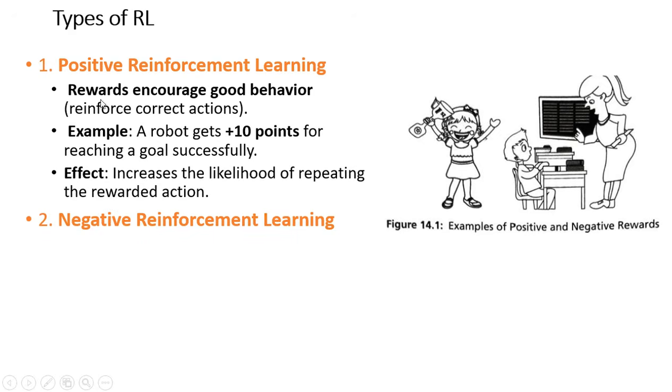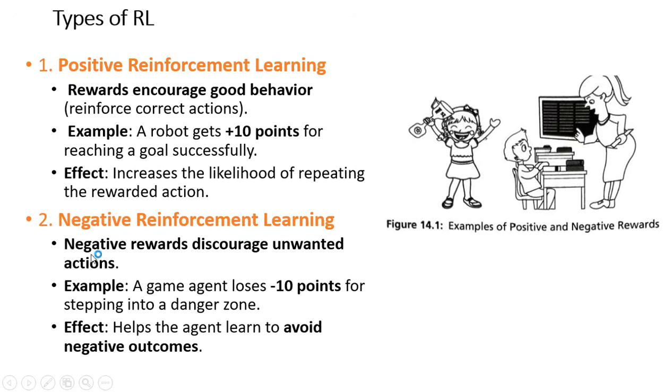Positive reinforcement learning means rewards, which encourage good behavior. For example, a robot gets plus 10 points for reaching a goal. Based upon that plus 10 points, you again try to improvise your learning and you play again. So the effect of positive reinforcement is that it increases the likelihood of repeating the rewarded action. Negative reinforcement means negative rewards discourage unwanted actions. A game agent loses minus 10 points for stepping into a danger zone. Once you get that negative point, the agent will learn that it has to avoid this negative outcome.